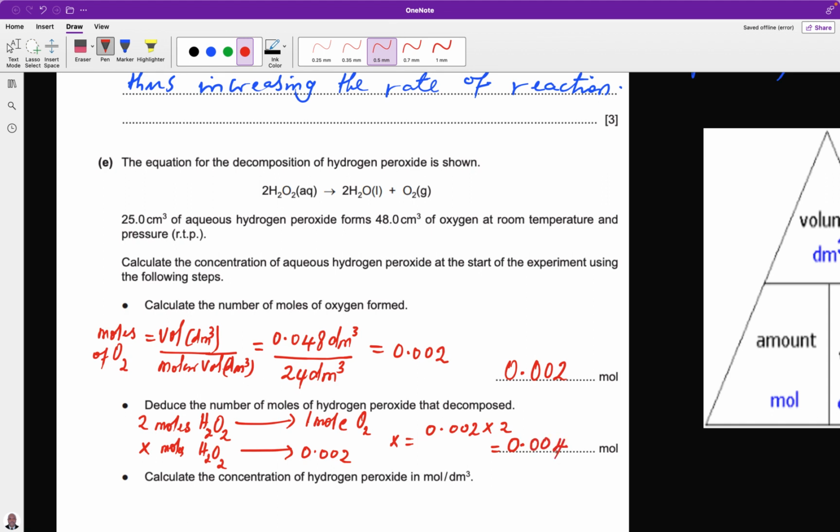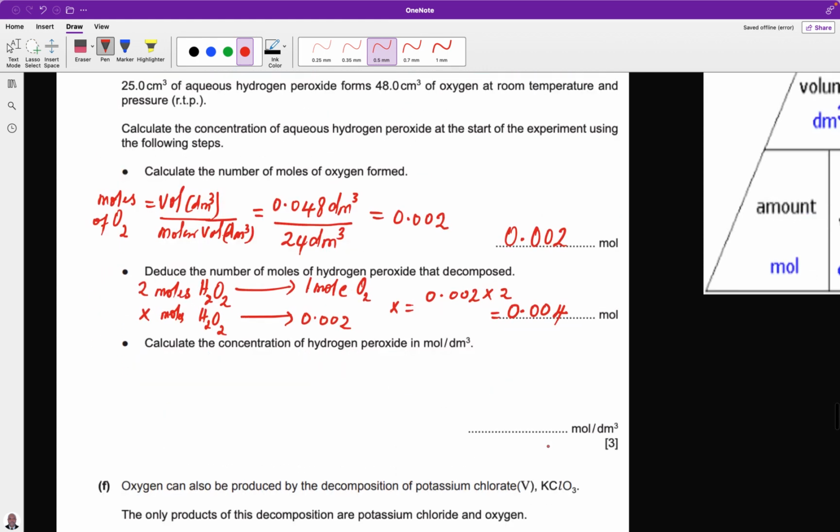0.004 moles of hydrogen peroxide. So 0.002 times 2, that will be 0.004 moles of hydrogen peroxide. Calculate the concentration of hydrogen peroxide.